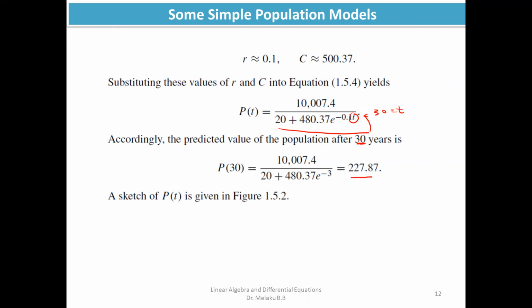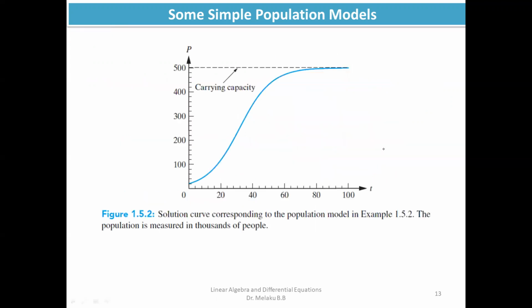227.87 thousand, because we have said it is in thousands. So it is easy, see? And graphically, we can obtain here the solution curve corresponding to the population model that we have discussed. And the population was, of course, measured in thousands. These are in thousands.